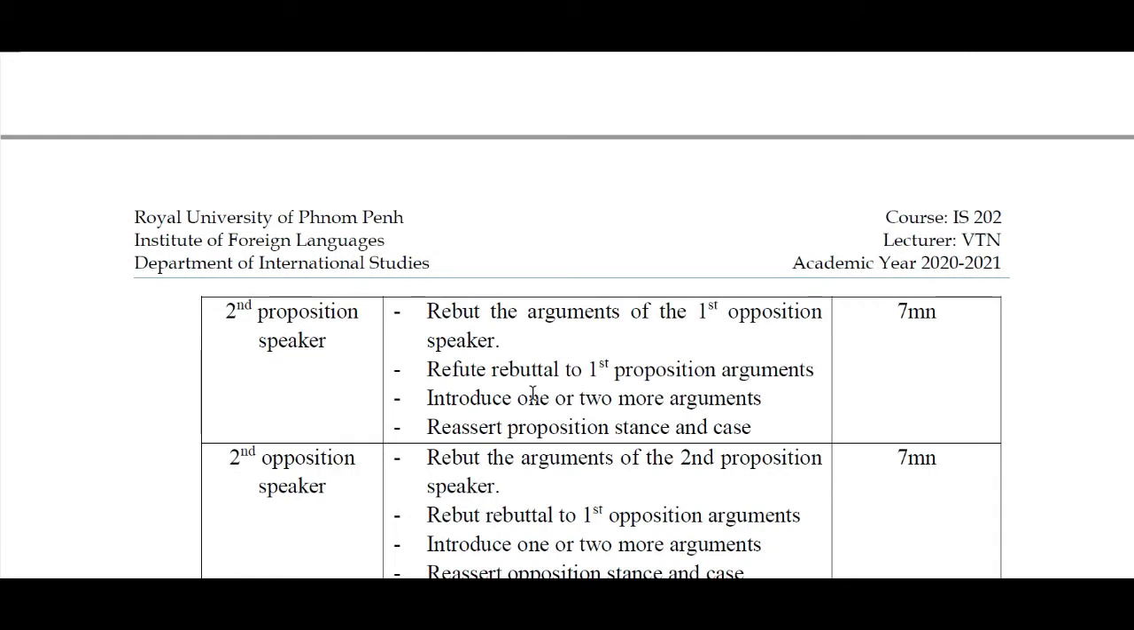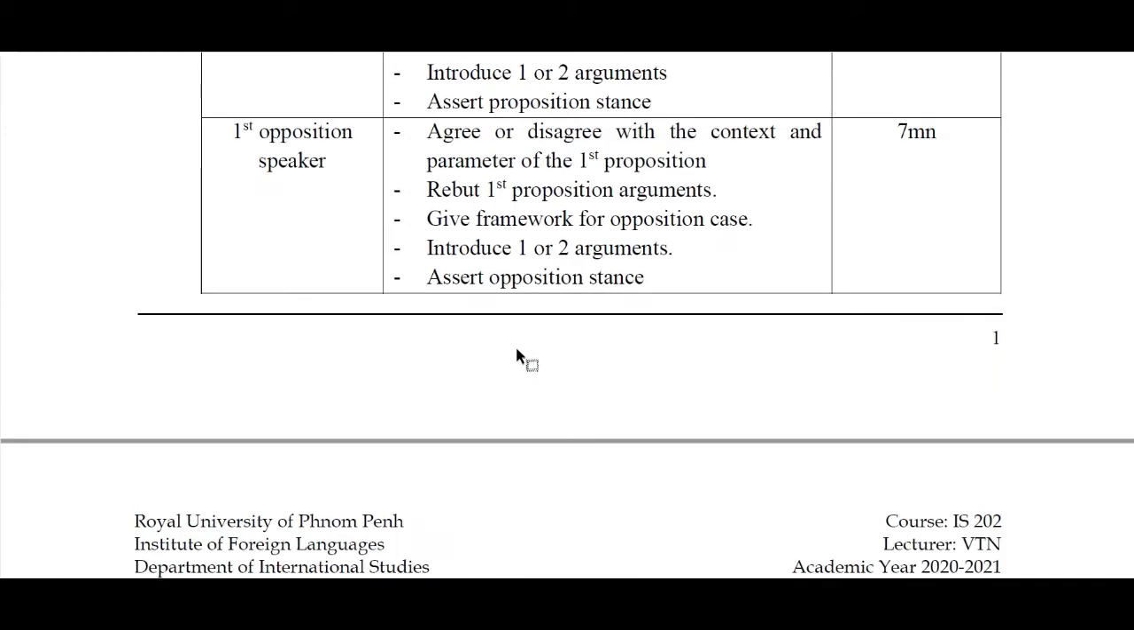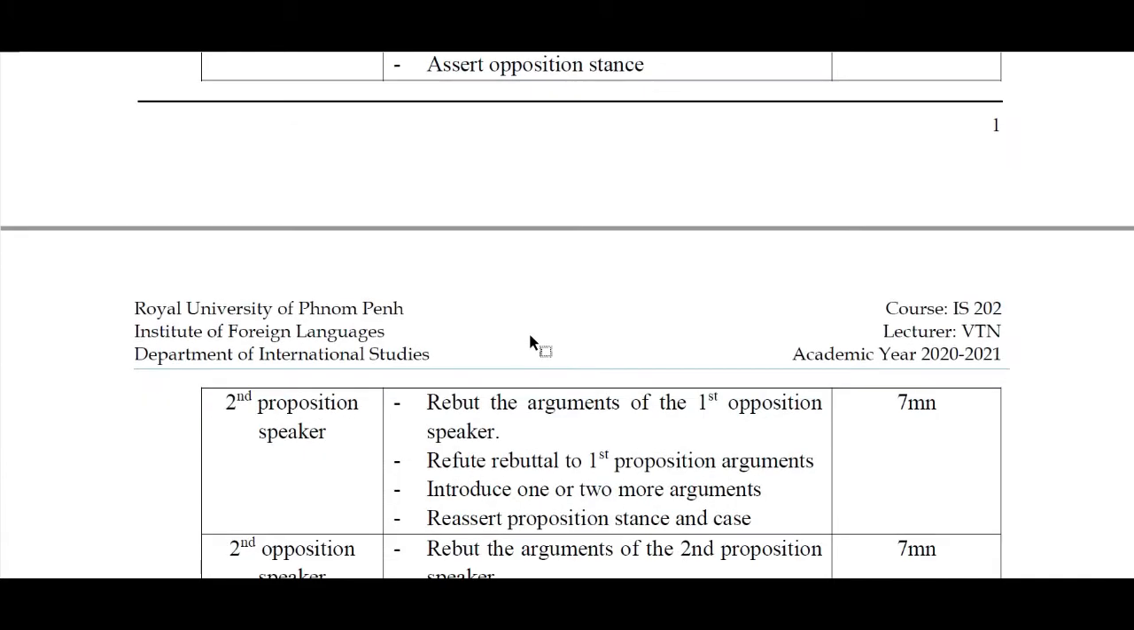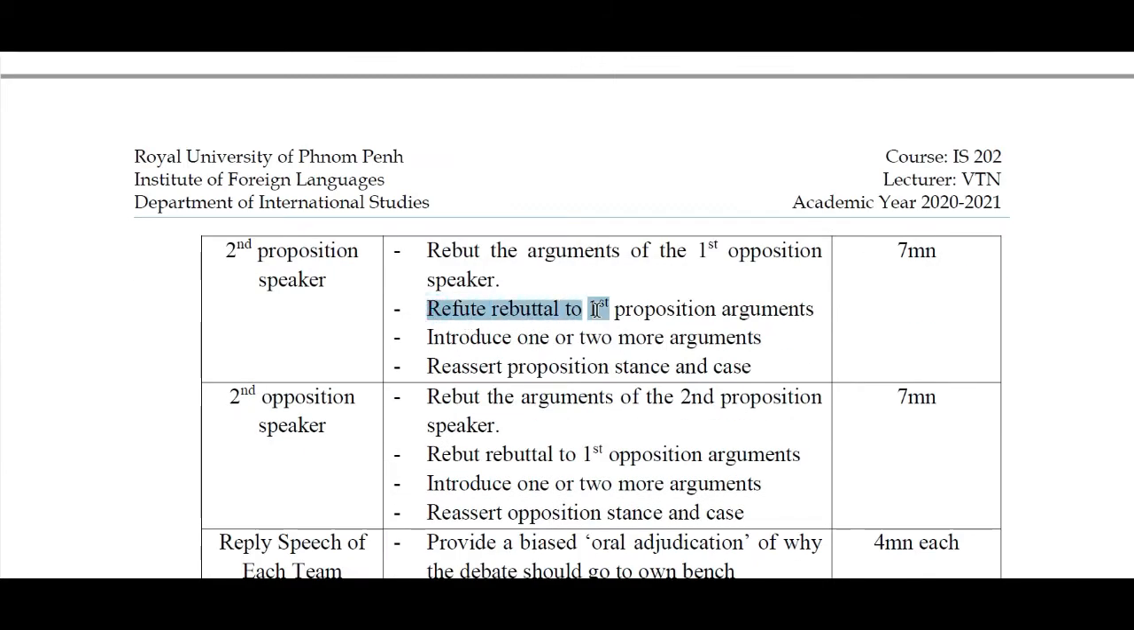We move on to the second proposition speaker, who also has 7 minutes, and you're going to use the same flow: rebut the arguments raised by the first opposition speaker, and then refute any rebuttal that the first opposition speaker made as well. When the first speaker rebuts the proposition side, if you can find a flaw in their rebuttal, you can raise that their rebuttal doesn't make sense or is weak in comparison to what has been raised by your team.